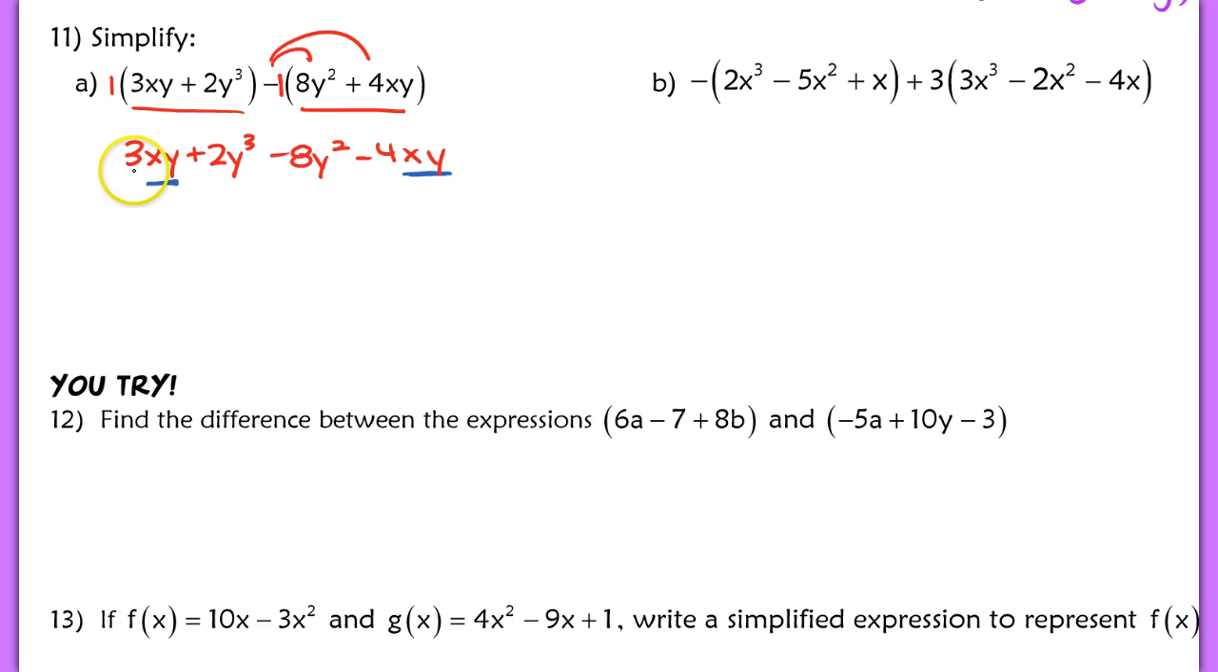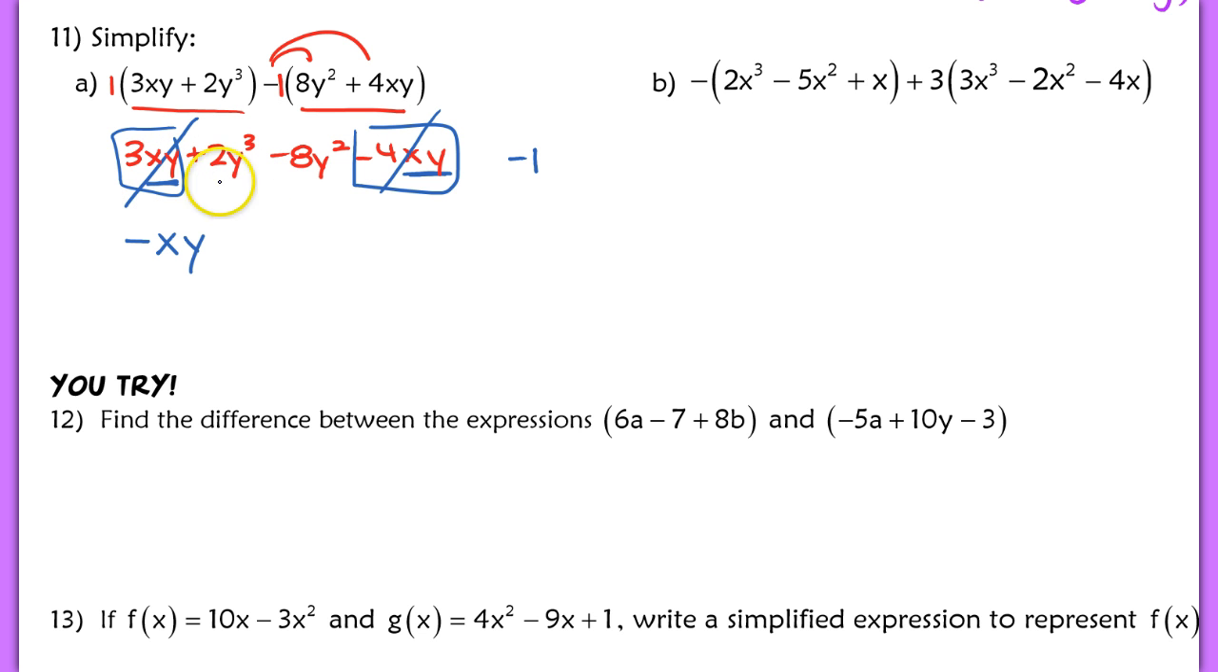So in my calculator, I type in 3 minus 4. 3 minus 4 gives me negative 1. So I have negative 1xy. I can write the negative 1 in front, but I don't have to. So I'm going to keep it as just negative xy. So that takes care of these two terms.